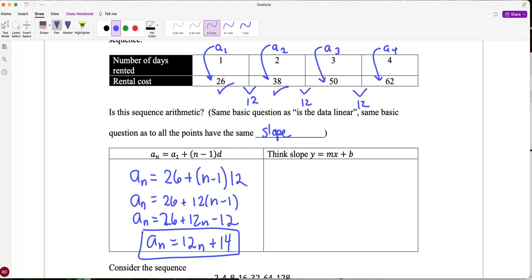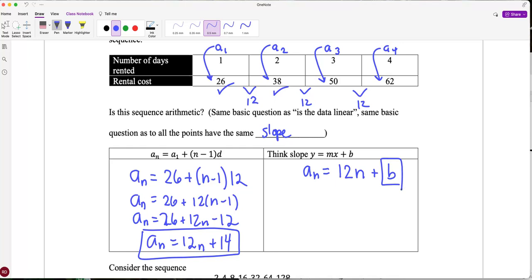Now the other way I can think of this is I can think of slope. The slope of this sequence is 12. So AN is going to be 12n plus some number b that I don't know, okay?